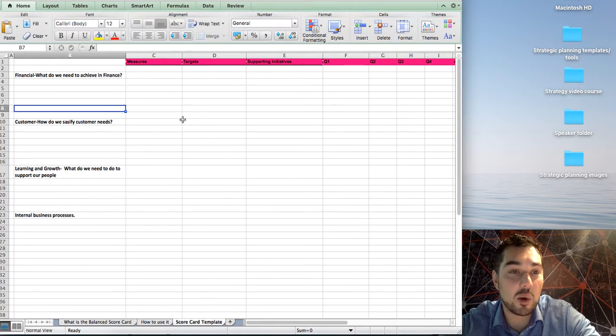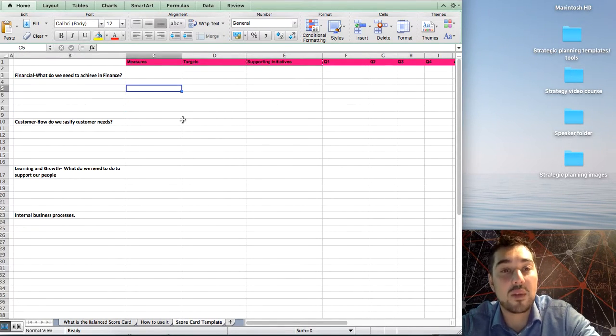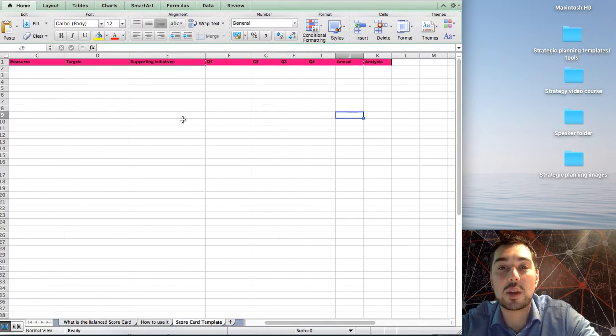So you have your priorities that you install here. You have the measures. How are you actually going to measure it? Your targets. What are you aiming at? The supporting initiatives, so the individual tasks that you're going to take, and then you can measure it by quarter and then by annual, and then you can basically use this to do a stoplight analysis to say, okay, based on where we're trying to go at the end of the year, are we close?